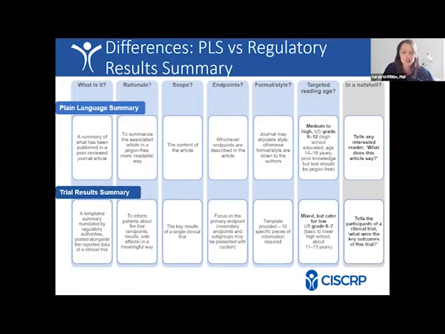And the reading age is typically lower than it would be for a PLS. So we're looking at age 11 to 13 years compared with the PLS, which is slightly higher, around 14 to 18 years. And the text of those is typically jargon free. A trial results summary typically does not have any interpretation. It just talks about what the results were of a clinical trial, whereas a PLS tells any interested reader, what does this article say? And that's in a nutshell.